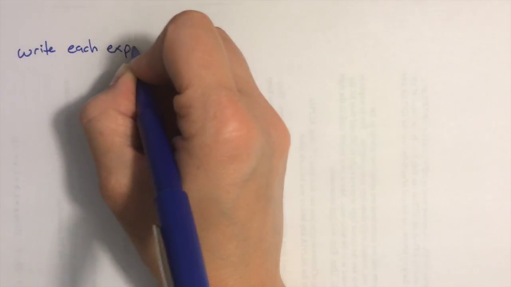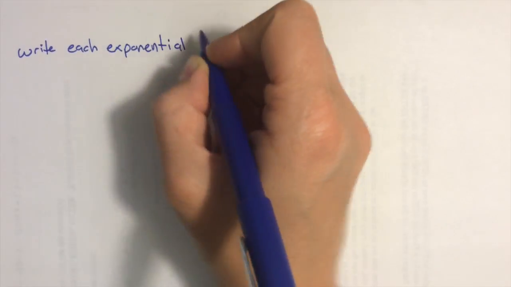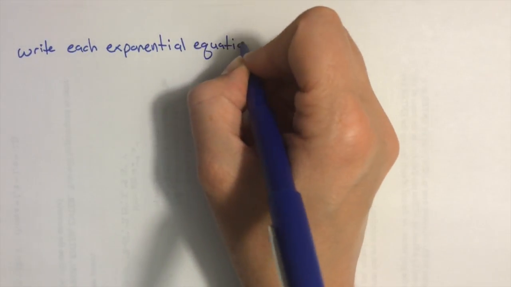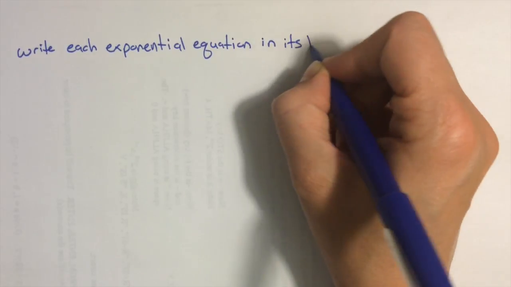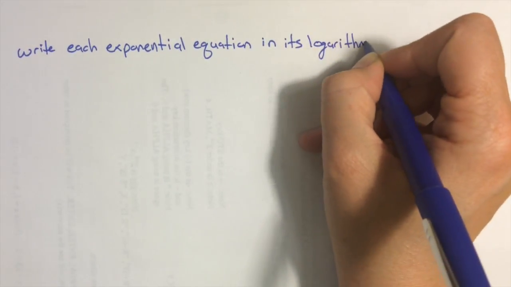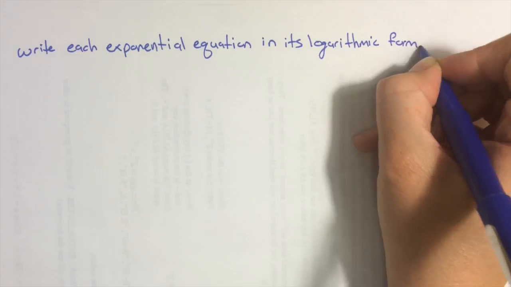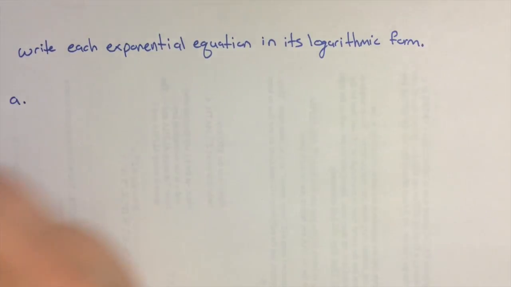In this video, we're going to practice going back and forth between exponential and logarithmic equations. The big important idea here is that every exponential equation has a logarithmic equation that expresses the same information, and every logarithmic equation has an exponential equation that expresses the same information.